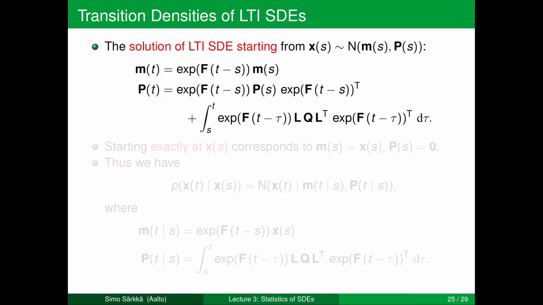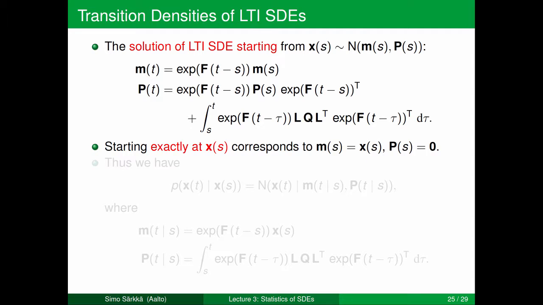Let's take a look at the solution to a linear time invariant SDE. So the solution, as we saw, is that the mean is given by the matrix exponential of F times (t minus s) times m at s, and the covariance is given by the matrix exponential of F times (t minus s) times the covariance at s times the matrix exponential transposed, plus the integral of the matrix exponential, L, Q, L transpose and the matrix exponential transposed.